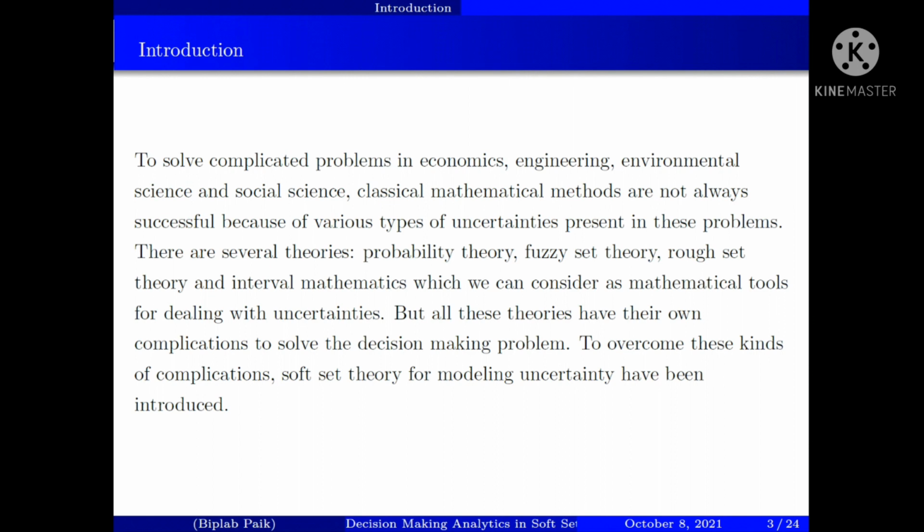Various types of uncertainties are present in our day-to-day life problems. There are several theories: probability theory, fuzzy set theory, rough set theory, which we can consider for dealing with uncertainties. But all these theories have their complications. To overcome these complications, the soft set theory has been introduced.